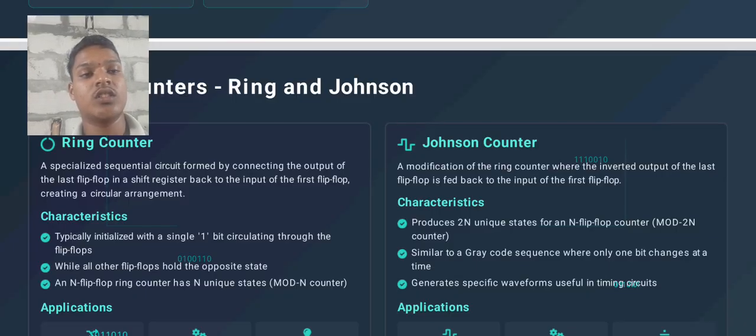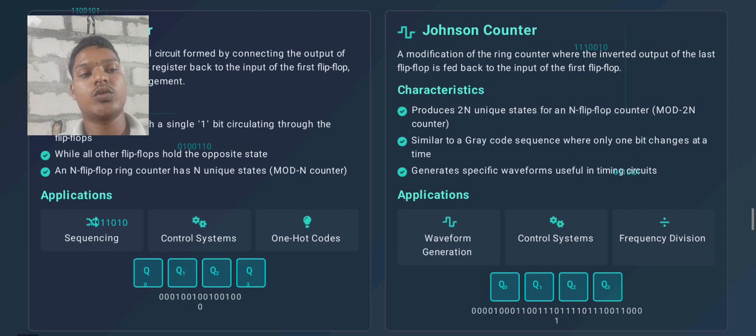Mod n counter. Johnson counter: a modification of the ring counter where the inverted output of the last flip-flop is fed back to the input of the first flip-flop. Characteristics: produces 2n unique states for an n flip-flop counter, similar to a gray code sequence where only 1 bit changes at a time, and generates specific waveforms useful in timing sequences.